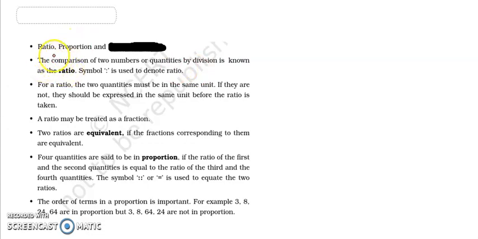First, if we talk about the ratio, ratio is the comparison of two numbers or quantities by division. And the symbol for the ratio is simply two dots, one up and one down. That is called ratio. When we compare a quantity and choose the other quantity according to that quantity, then we use a ratio.